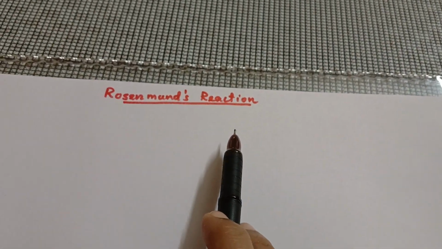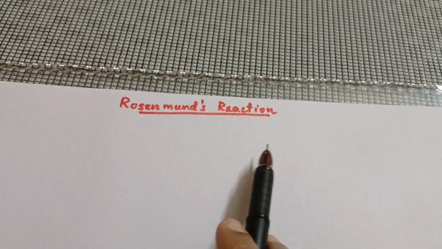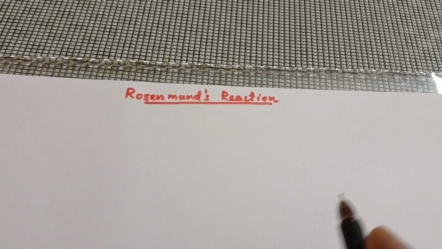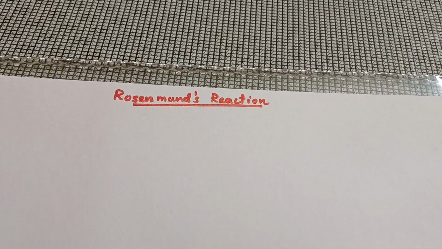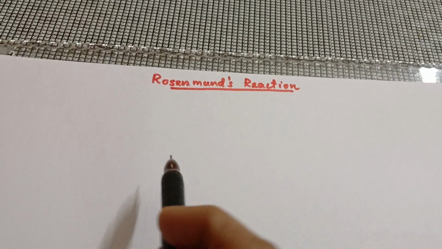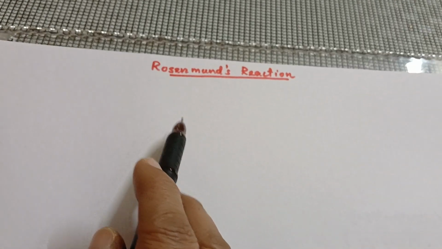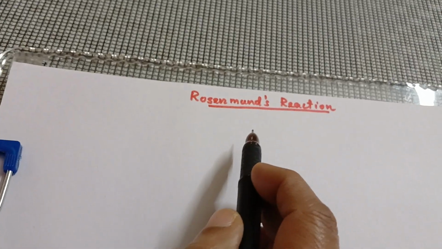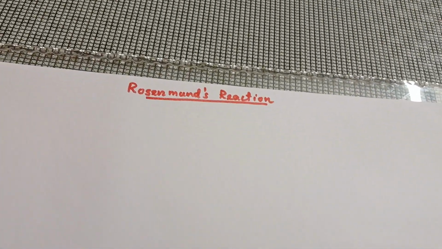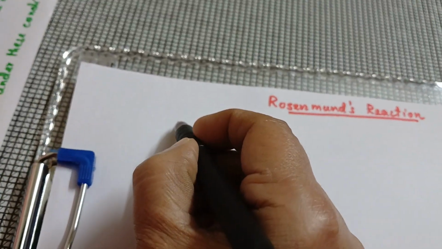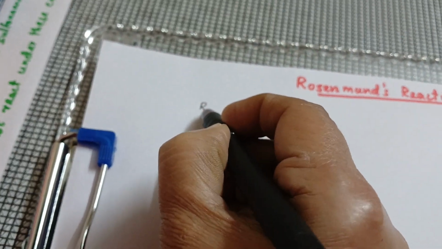Rosenmund's reaction. This is also called Rosenmund's reduction reaction. Now, reduction means either removal of oxygen or it can be addition of hydrogen. So, here we are discussing addition of hydrogen. So, this is a reaction by which you can prepare aldehydes, that is by the reduction of acid chlorides.